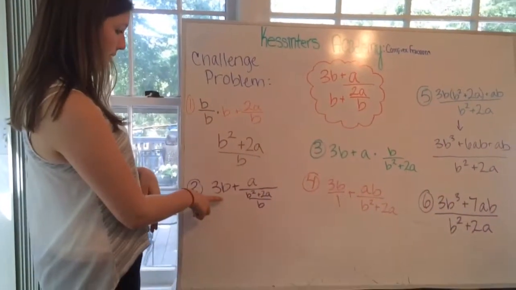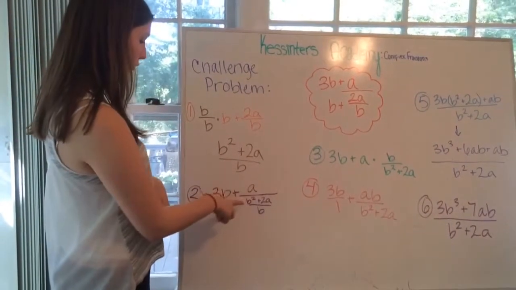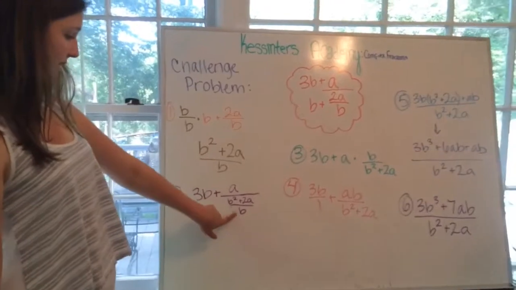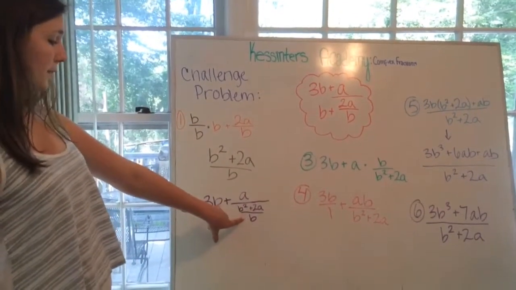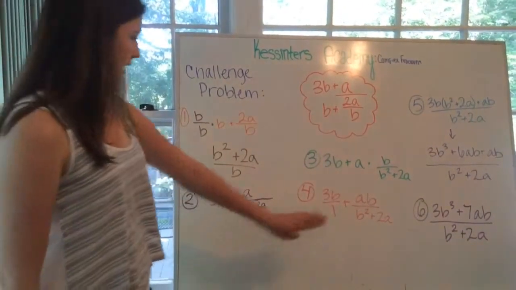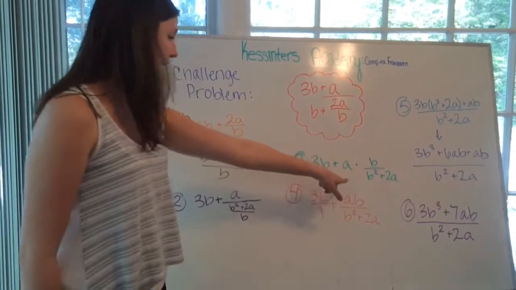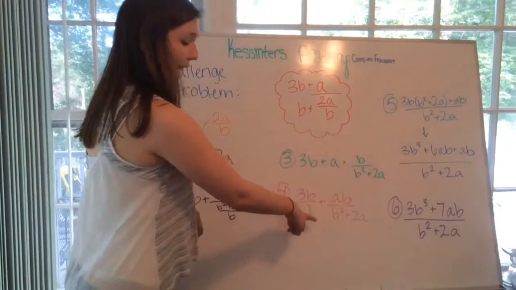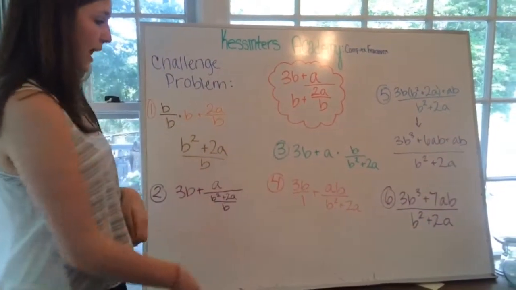So you'll get 3b plus a over b squared plus 2a over b. From there, you're going to take the reciprocal of b squared plus 2a over b and multiply it by a so that you can put it into one fraction. So you'll get 3b over 1 plus ab over b squared plus 2a.